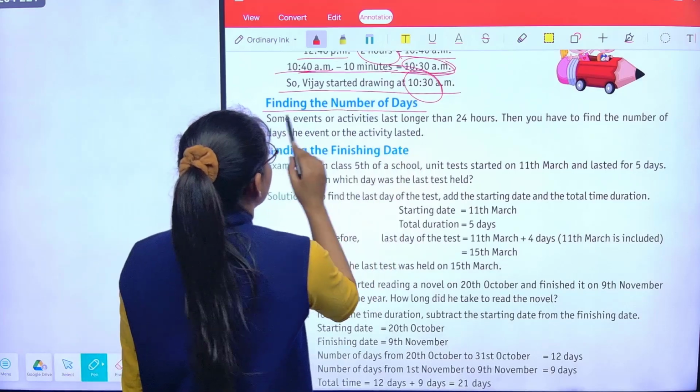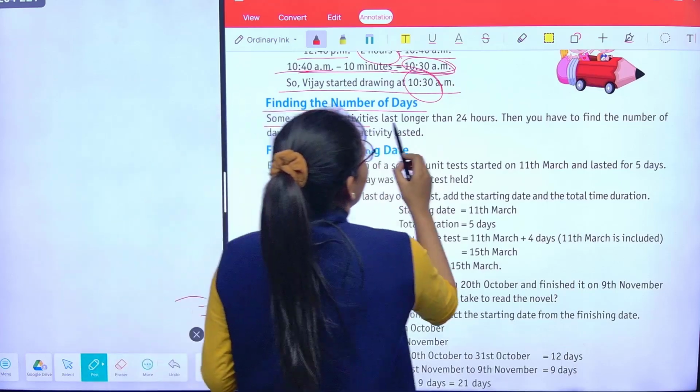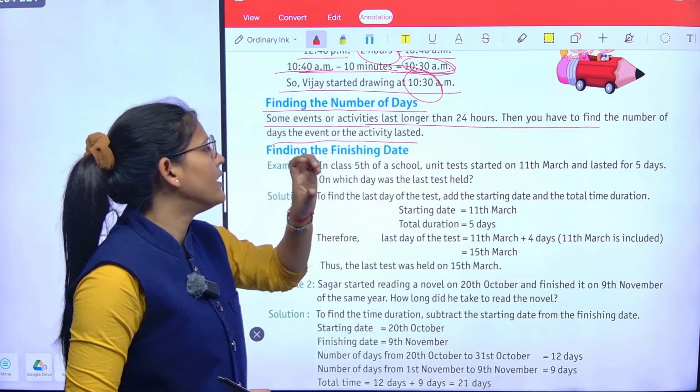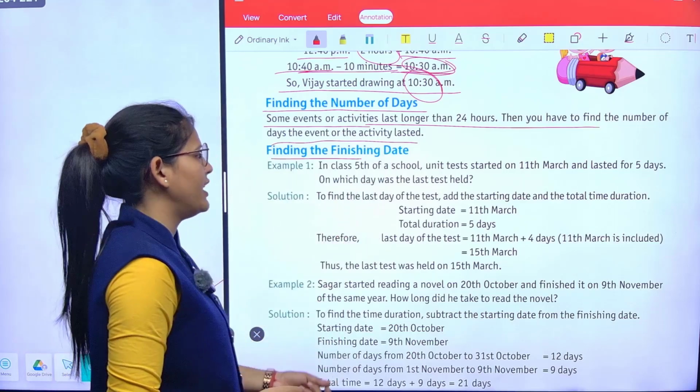Finding the number of days. Some events or activities last longer than 24 hours. Then you have to find the number of days the event or activity lasted. Now class, finding the finishing date.